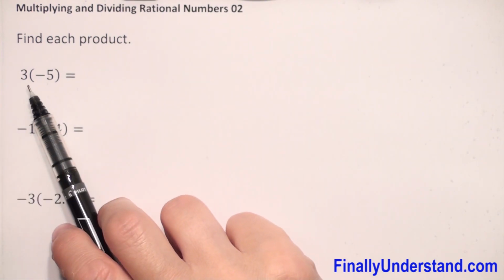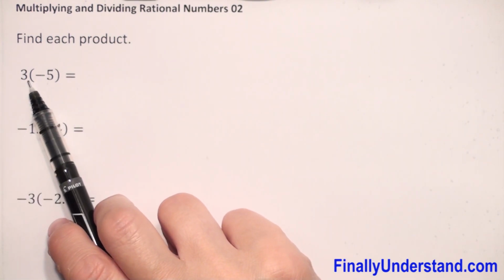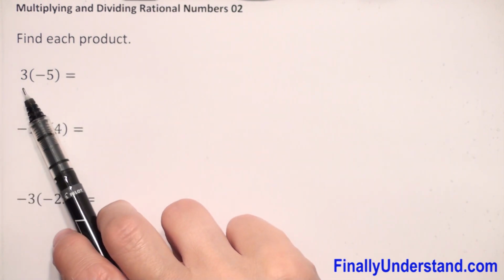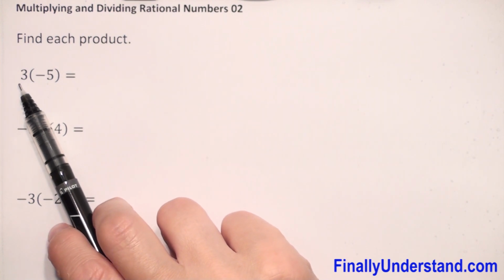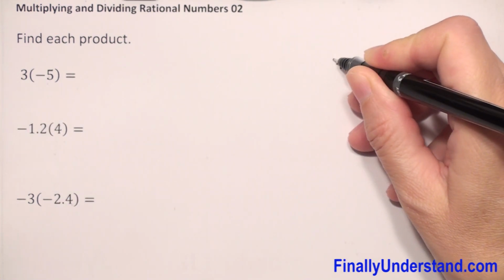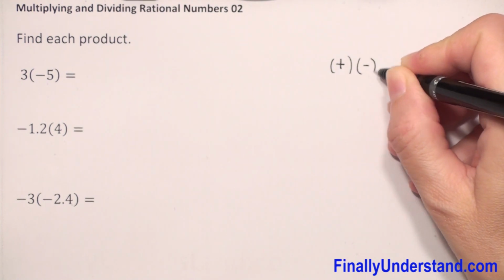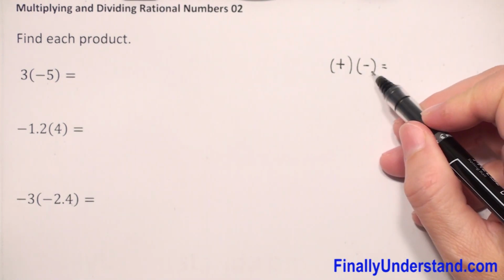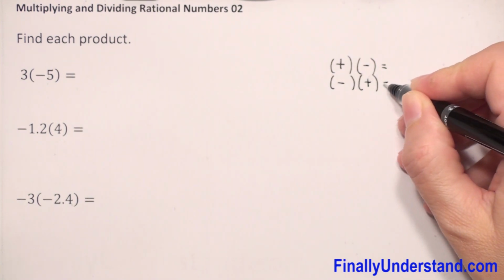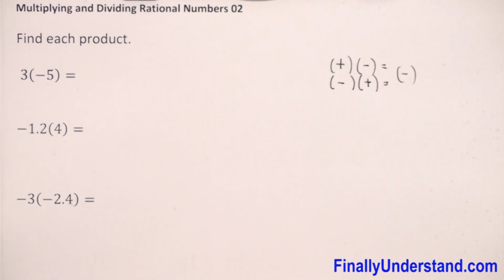Find each product. In the first example, we have 3 times negative 5. When we don't have any sign, it means this is multiplication between these two numbers. We have a positive number, because when we don't have any sign, it's always positive, and we have a negative number. Positive number times negative number. Positive times negative, or negative times positive, gives me always a negative answer.